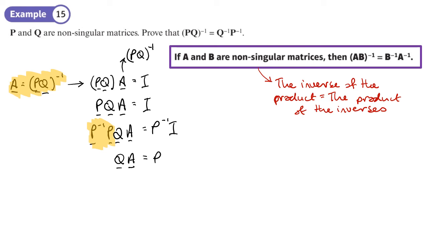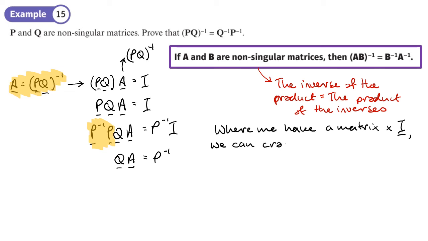equals P inverse. Okay, so it's important to note here that where we have a matrix times by the identity, we can cross out the identity. You can think of it like cancelling out, a bit like in multiplication when you end up timesing by 1. They sort of cancel out.